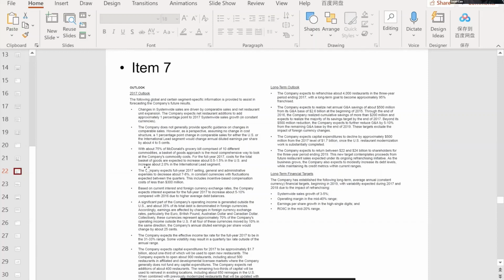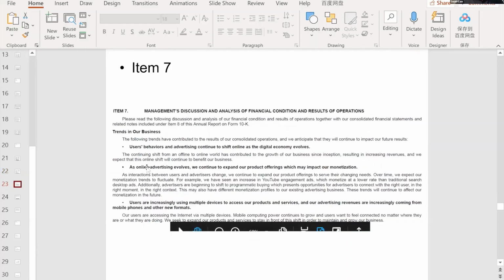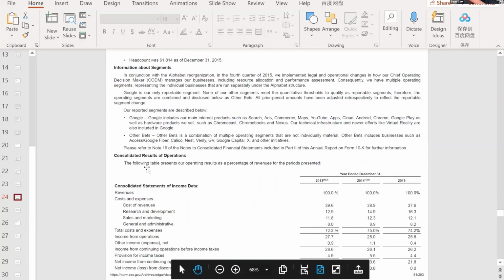Let's see another company. They talk about the trends in our business. It's all about the future, right? Users' behavior, advertising continues to shift online. They talk about the future. They talk about the trend. Another thing in Item 7 is they talk about segments. So what does that mean? Amazon has different segments. Amazon has online retail, has AWS, and so on.